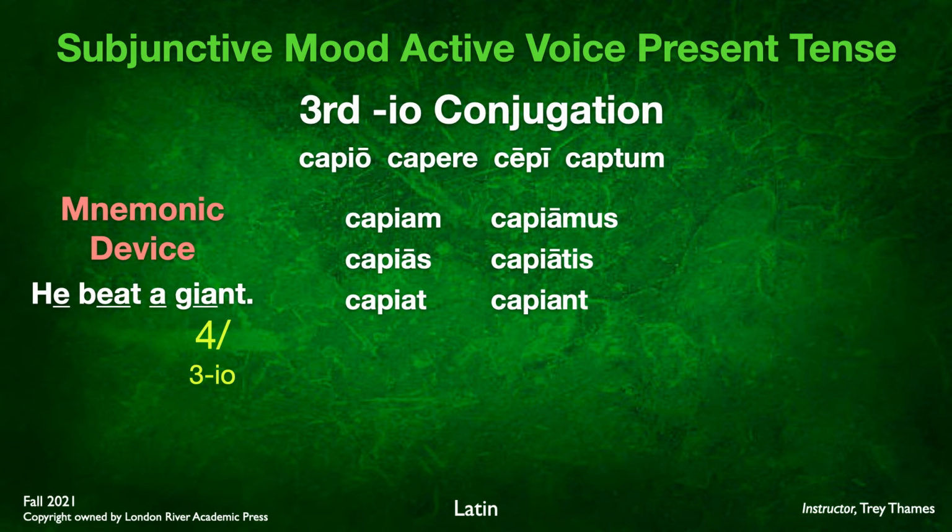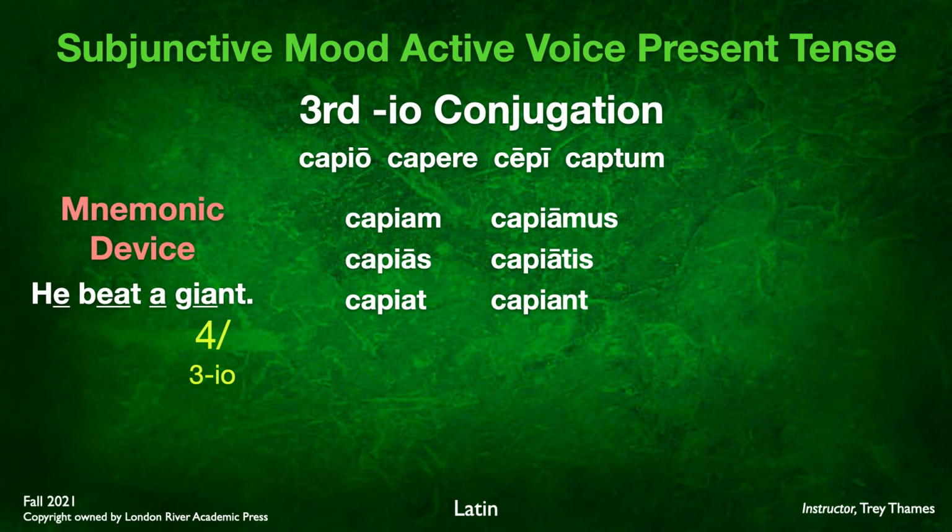So this is how you form the subjunctive mood present tense. It's actually pretty simple. You just need to memorize the mnemonic device, he beat a giant, and they're in sequence. The E in he will correspond to the vowel shift in first conjugation verbs. The EA in beat will correspond to the vowel shift in second conjugation verbs. The A in a will correspond to the vowel shift in third conjugation verbs. And the IA in giant will correspond to the vowel shift in fourth conjugation and third IO. So just memorize the mnemonic device and add your endings.